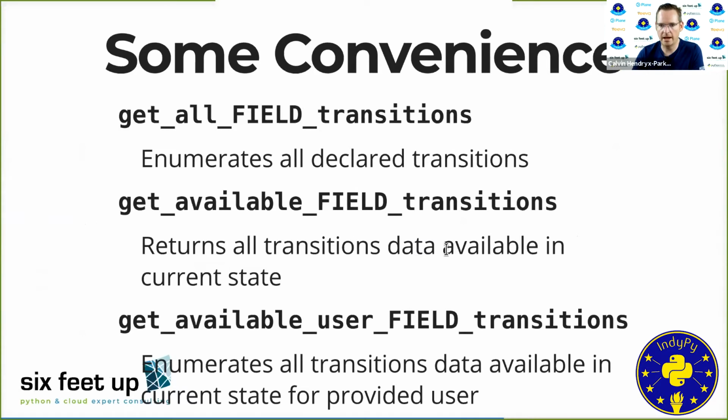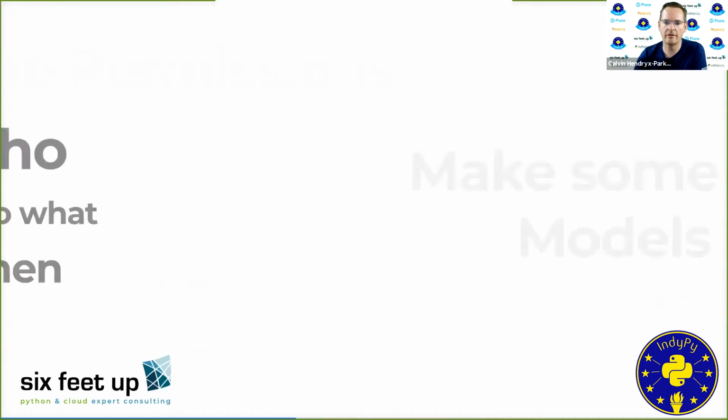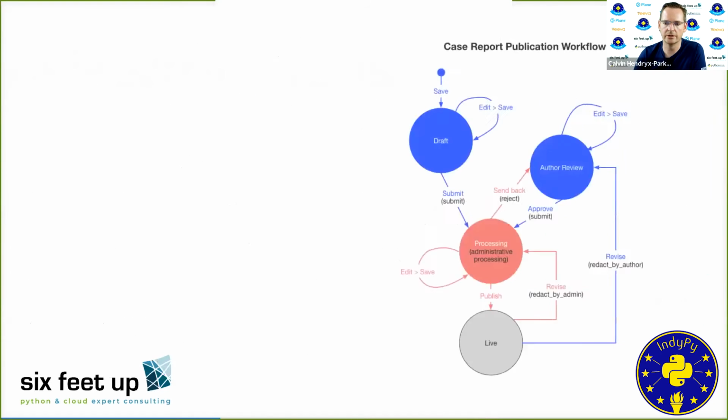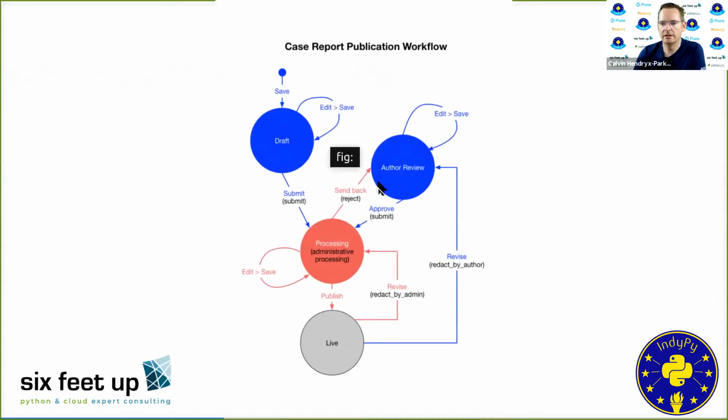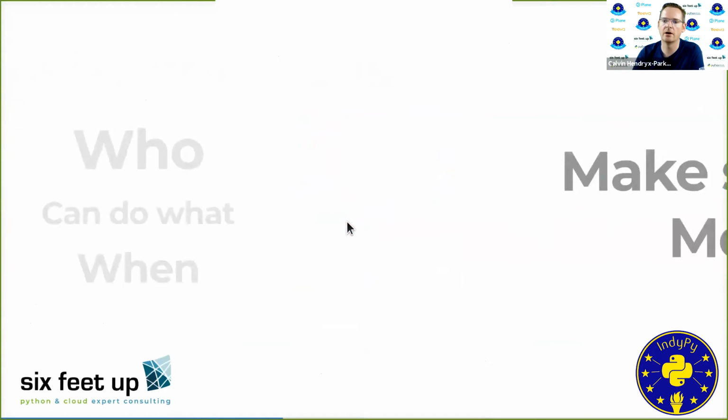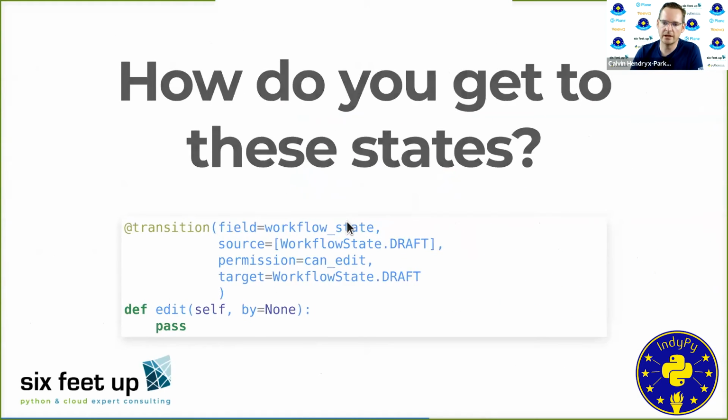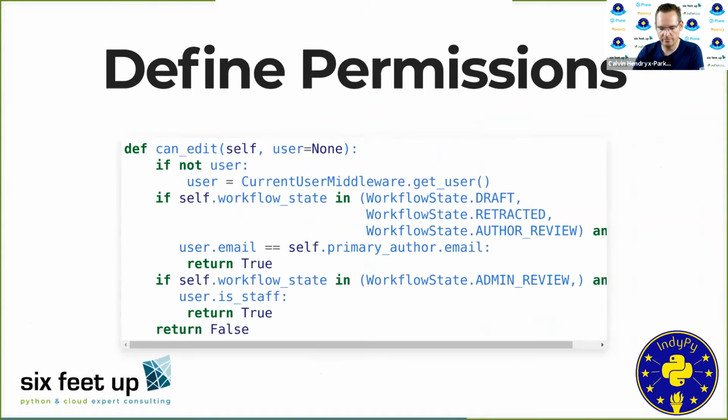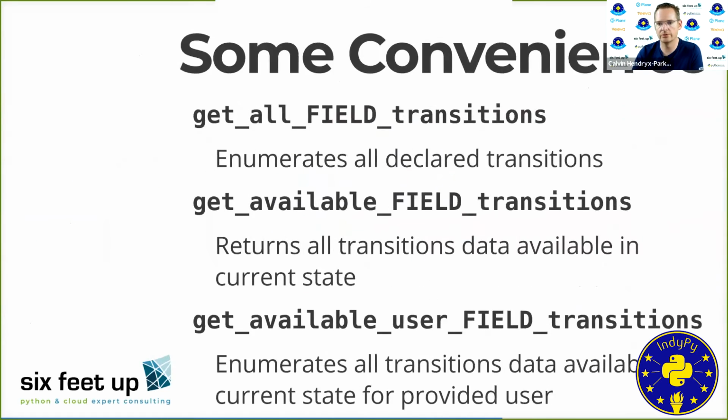So if we go back and look at the graphic, if I am in the author review state, there are going to be two workflow transitions available to me: an edit transition and an approve transition. But if I'm in the processing state, and I call that same method, I will get a publishing transition, an edit transition, and a send back transition returned as part of that call. So this allows me to have the UI respond depending on the workflow state of the item.